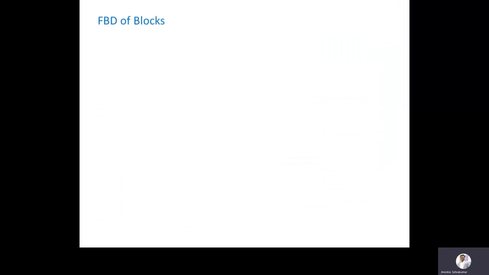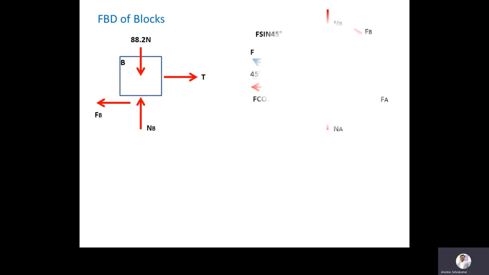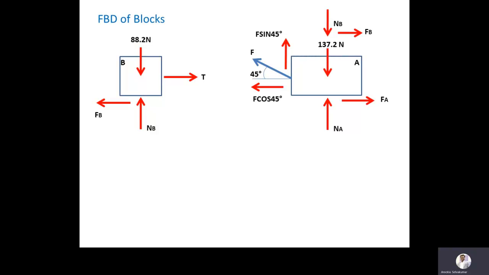We have drawn the free body diagrams of the blocks. This one is block B and this one is block A. We have to check in each free body diagram how many unknown forces there are. In block B we have frictional force B, normal reaction at B, and tension. These are three unknowns. In block A, normal reaction A, frictional force A, frictional force B, normal reaction B, and F also we have to calculate.